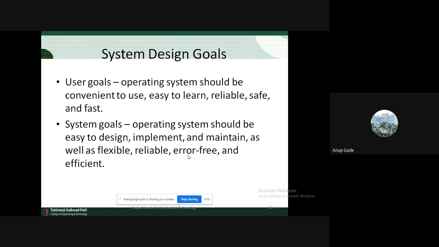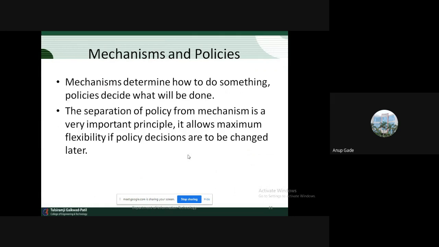it should be reasonably safe and fast. Whereas if you think of system goals, from the designer's perspective, for the system, it should be easy to design, implement and maintain. As well as whenever we are saying that it should be easy to design, implement and maintain, it should be flexible enough and error free. Along with that, its reliability and efficiency matter a lot whenever we are talking about the goals. As far as the system point of view is concerned, every goal is very important, and we should focus on all these goals whenever we are trying to design a system.